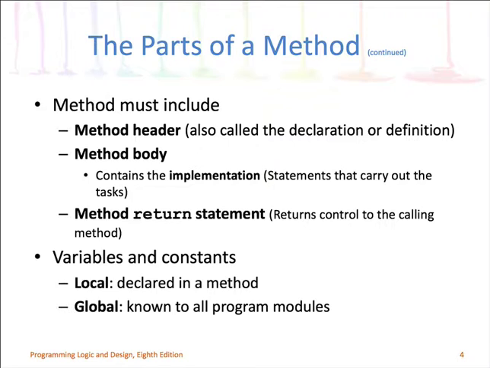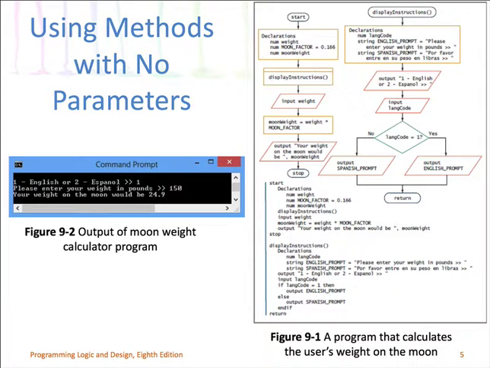As far as variables and constants, we've talked about scope before. A variable that is local to a method is declared in the method and is only known while we're in that method. Once we leave the method, there is no way to access that. Global, as we talked about before, is known everywhere in the program and in the program methods that it might be calling.